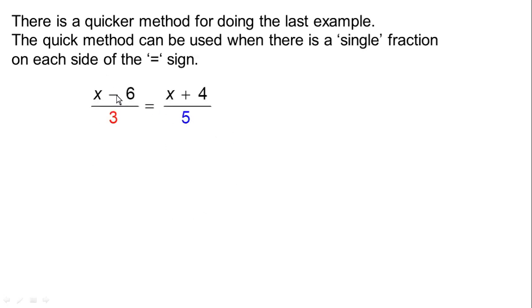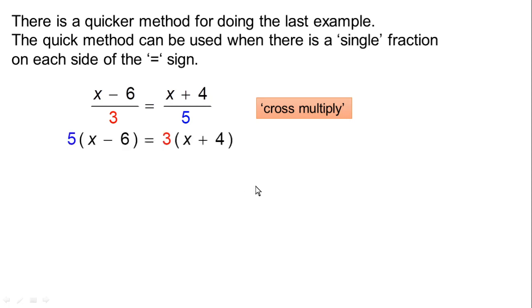So I'll do the quicker method. This 5 will be multiplied to x minus 6. This 3 will be multiplied to x plus 4. So we will just cross multiply. I have this: 5 times the quantity of x minus 6 equals 3 times the quantity of x plus 4.